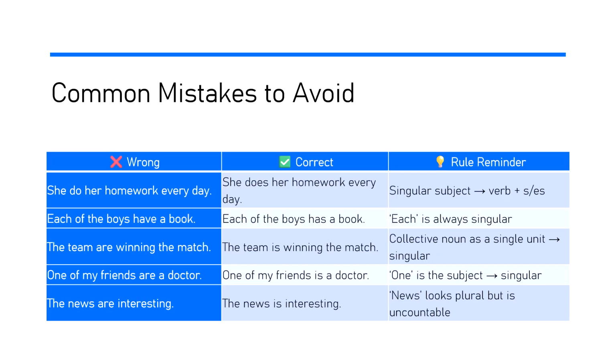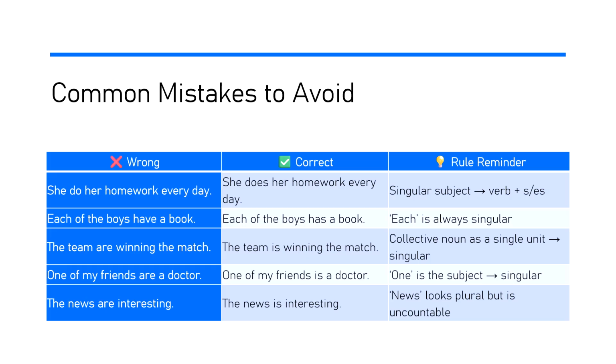Before we wrap up this session, let us quickly go through some common mistakes that often appear in exams. First one, she do her homework every day. Sounds wrong, right? Because she is singular. So the verb should be does. She does her homework every day. Next, each of the boys have a book. Remember, each is always singular, even though it talks about many people. So we say each of the boys has a book.